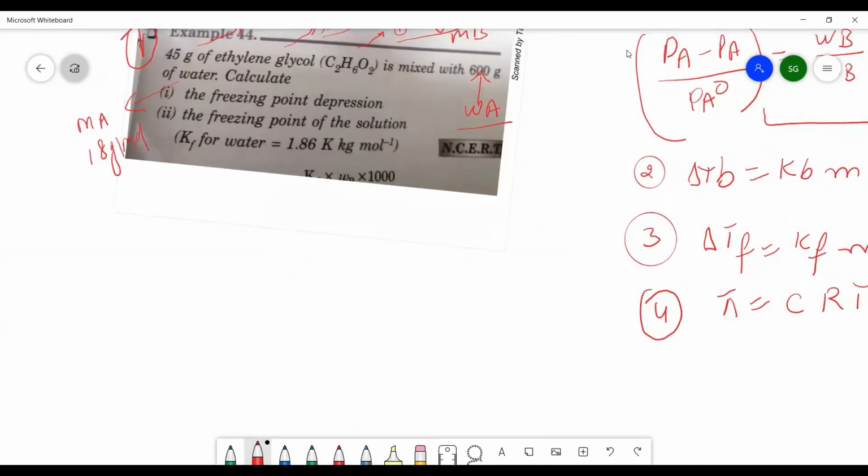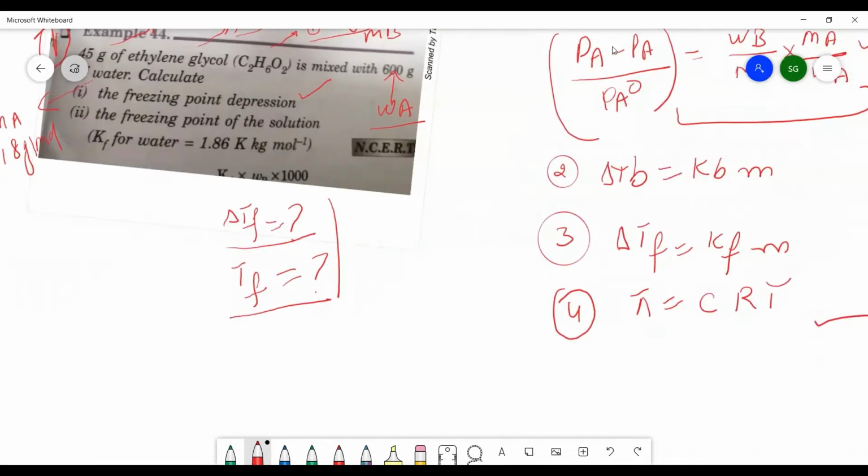That is, calculate the freezing point depression. Freezing point depression means we have to find out the delta TF. And the second one is the freezing point of the solution. That means you have to find out the TF. So delta TF and TF, these two are the quantities which we have to find out.